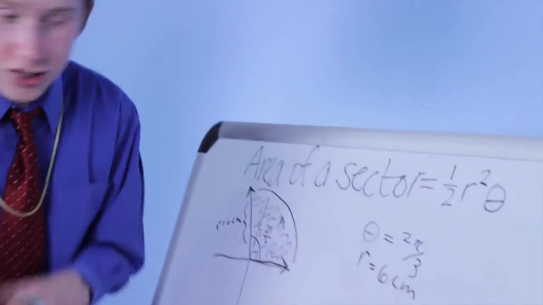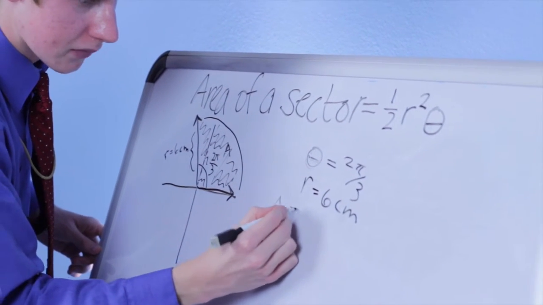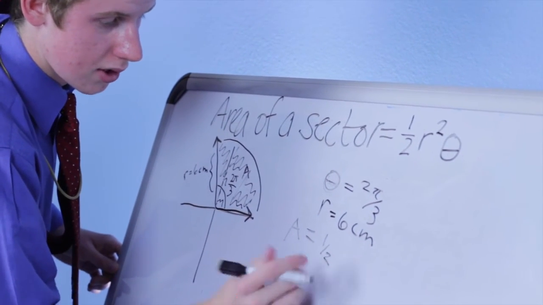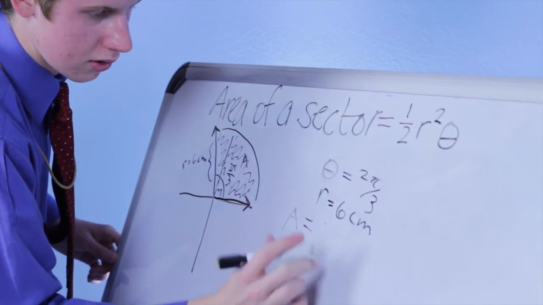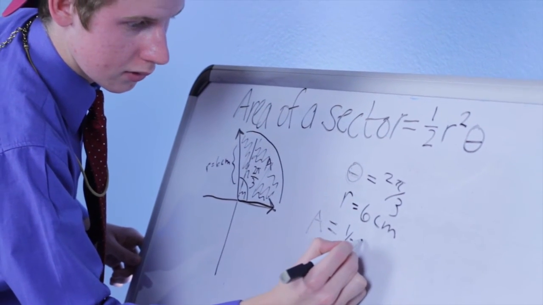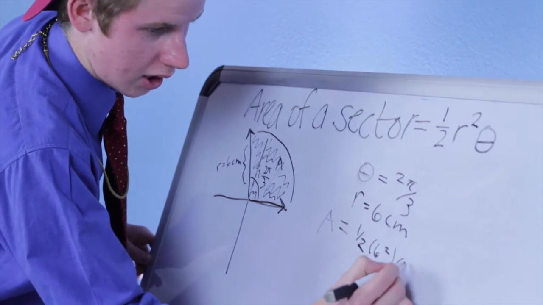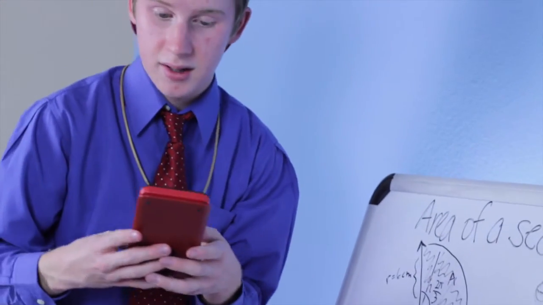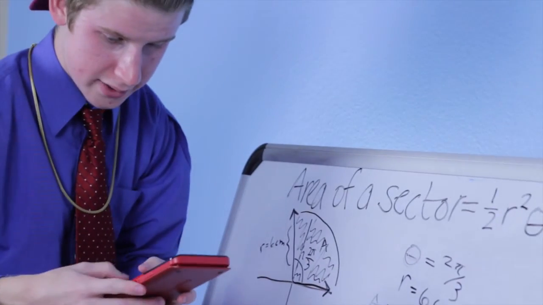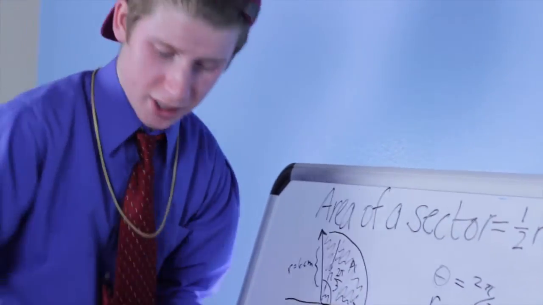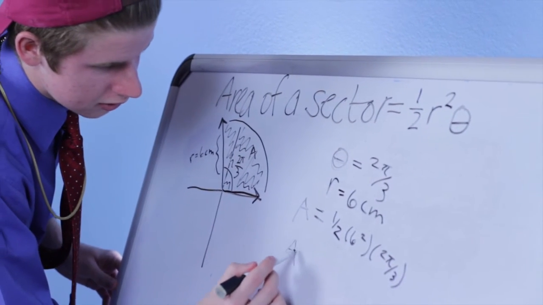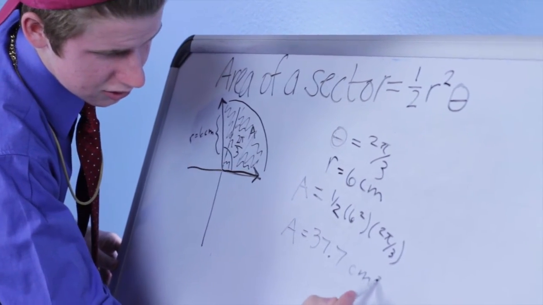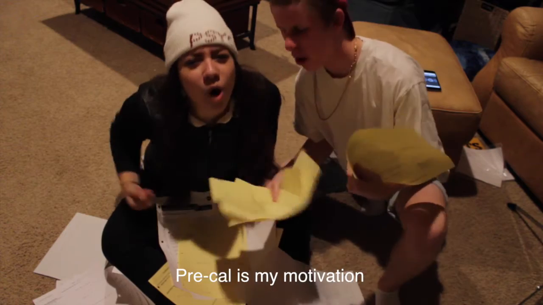Check it out. Now, you just plug it into your formula. Area equals 1/2 radius squared times theta, so area equals 1/2 times 6 squared times 2 pi over 3. Now all you're going to do is plug that into your calculator, and you get area equals 37.7 centimeters squared.